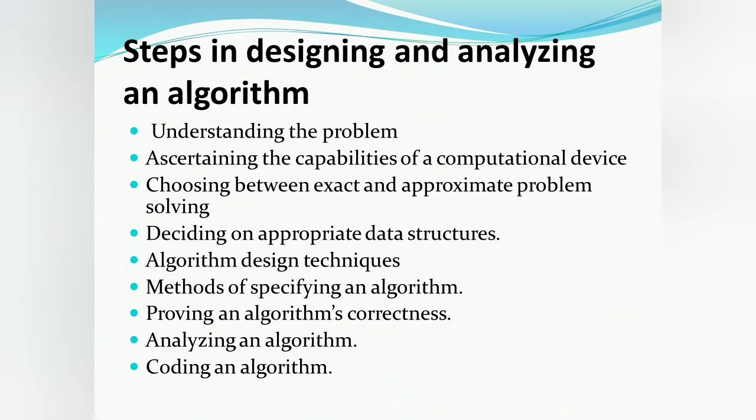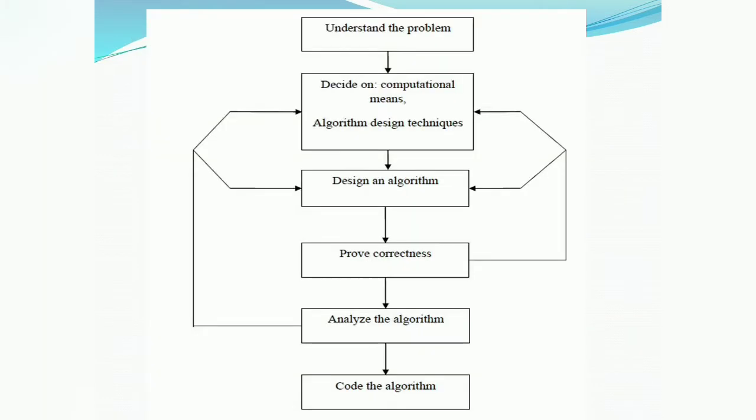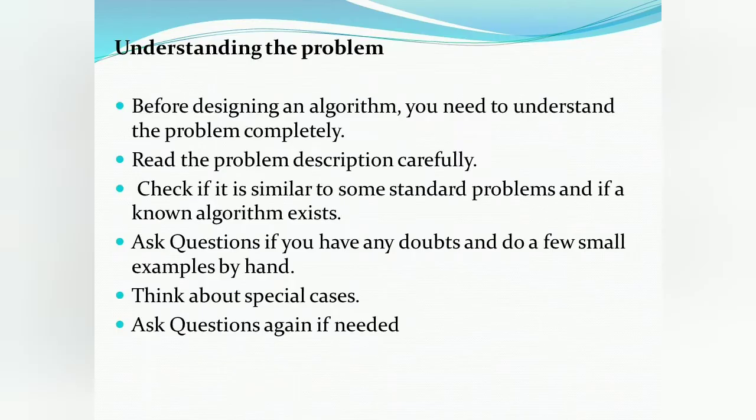They are understanding the problem, ascertaining the capabilities of a computational device, choosing between exact and approximate problem solving, deciding on appropriate data structures, algorithm design techniques, methods of specifying an algorithm, proving an algorithm's correctness, analyzing an algorithm, and coding an algorithm. So these are the techniques for getting solutions for the problem. Let's see the first technique.